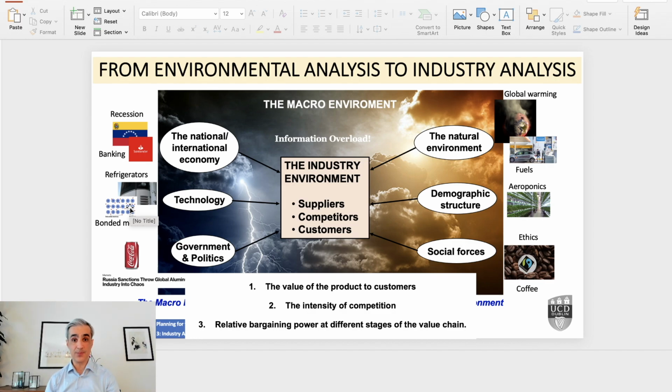So, for example, one group of events, of forces that are going to affect an industry, the national or the international economy. So, for example, I have an example here on the left. In Venezuela, there's a bank there, Santander, and they made a massive loss. Why? Because there was a massive recession in Venezuela.